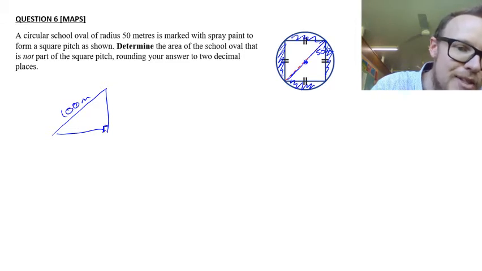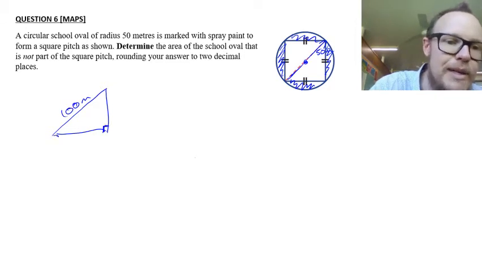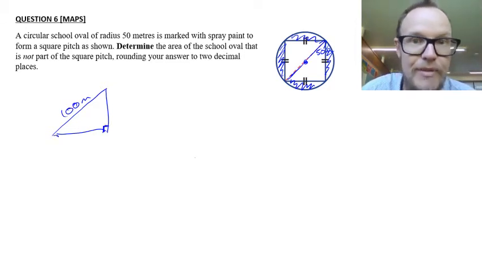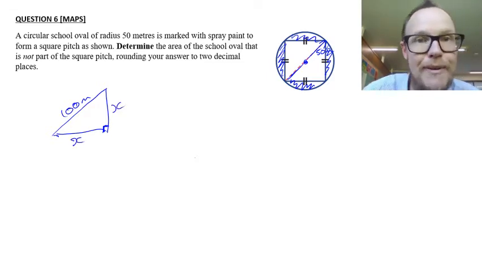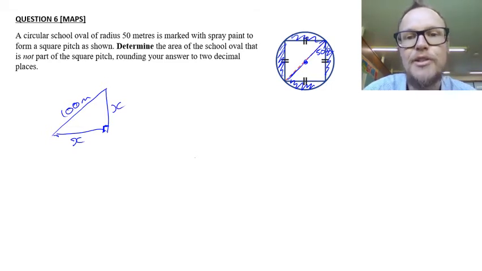Now I know that that is a right angled triangle right in the middle here. Because it's a square, a square has right angles in its corners. So it's 100 meters on the hypotenuse of this triangle. We also know that this side length of the square, x, is the same here. So we can use Pythagoras to determine the dimensions of our square.